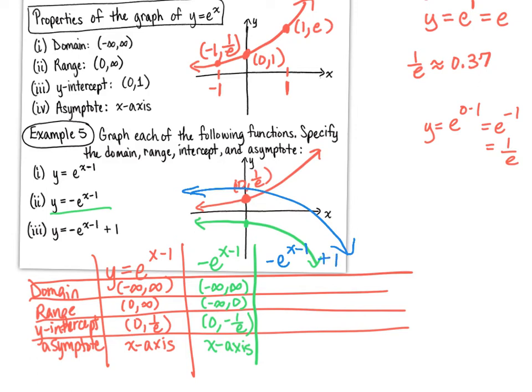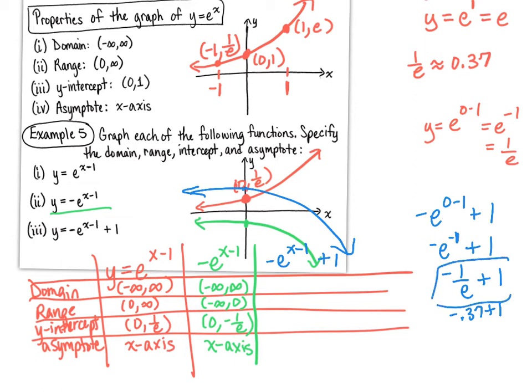Remember, to find your y-intercept, you set what equal to 0? Good, you set x equal to 0. So your y-intercept would be negative e to the 0 minus 1 plus 1. This gives you negative e to the negative 1 plus 1, negative 1 over e plus 1. 1 over e is approximately 0.37, so that's negative 0.37 plus 1, so it'll be 0.63. So your y-intercept would be 0, comma, negative 1 over e plus 1.